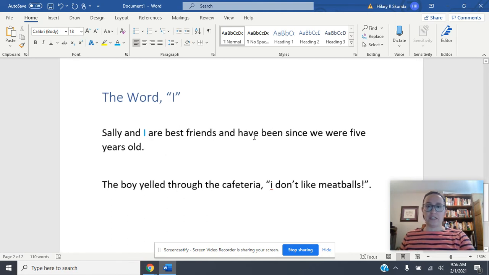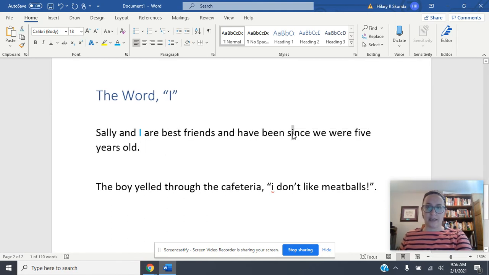Now, we don't want to get confused and start capitalizing all these other i's, because that would look very strange, to have a capital I in the middle of a word. You can see even Microsoft Word puts a little red squiggly under there saying that's not right. So we want to keep those lowercase since they're in the middle of a word. Here's another example. The boy yelled through the cafeteria, "I don't like meatballs." So once again, we see I here. He's talking about himself, a specific person, so we're going to capitalize it.